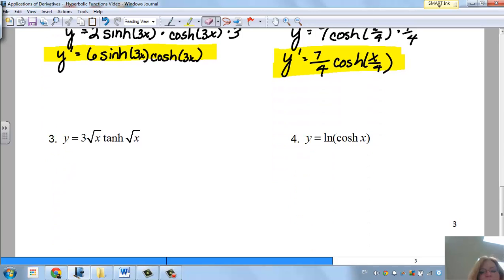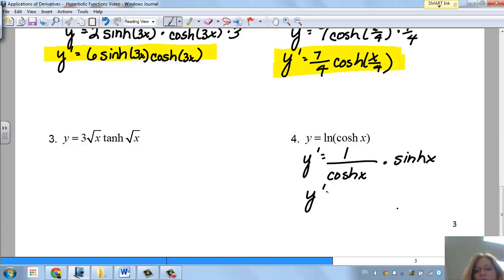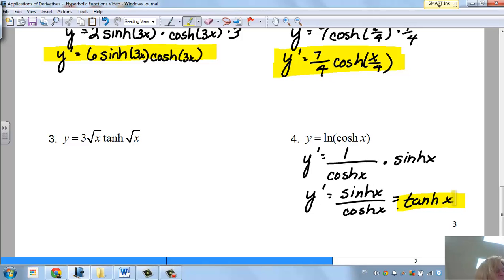I'm going to do the one on the right first because it's just a little bit shorter. So I have y is the natural log of cosh x. So y prime, natural log, is 1 over cosh x times the derivative of cosh, which is sinh x, which is sinh over cosh x, which definitely is, you guessed it, hyperbolic tan of x. So there's this one. Alright, so that one's a quickie.